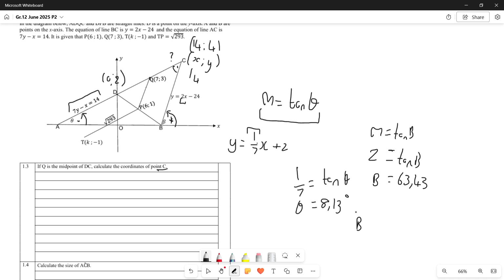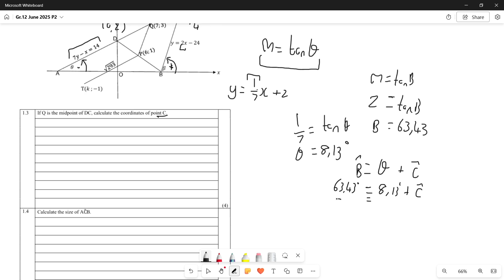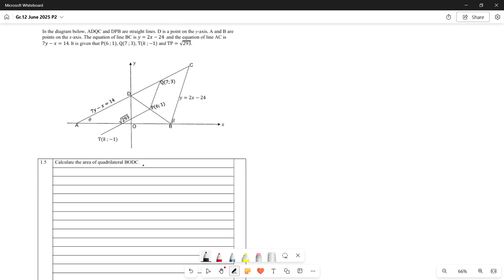So now beta equals theta plus angle C. So we can just write that down. Beta equals theta plus angle C. The reason is because of exterior angle of a triangle. So 63,43 equals 8,13 plus C. We have these guys, and then our final answer for C is 55,30.